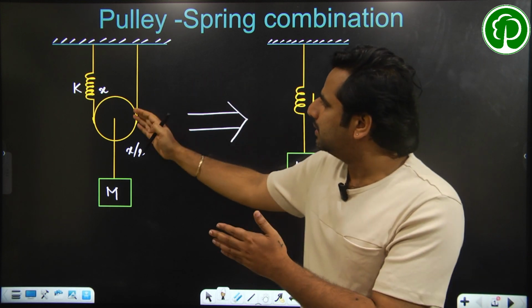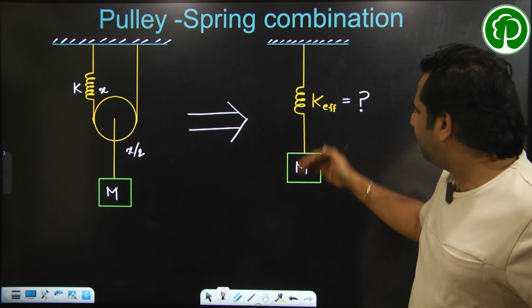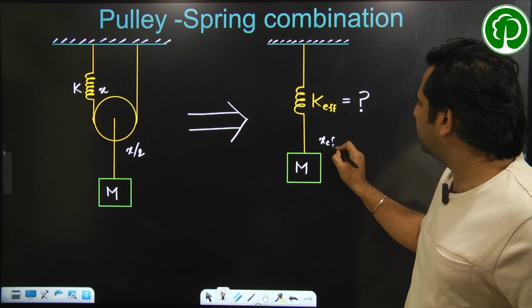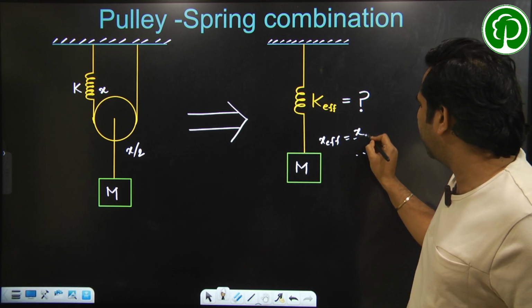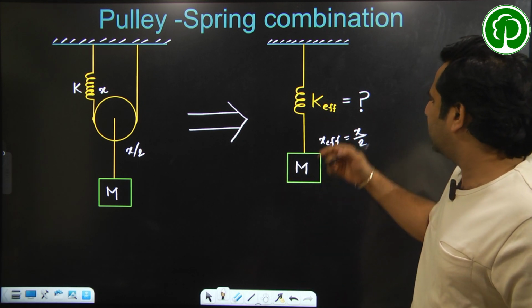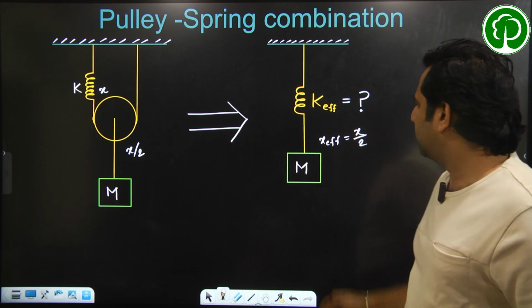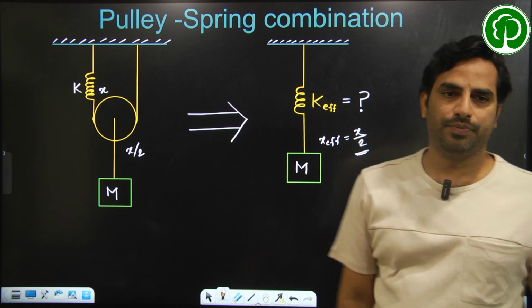Now if you replace this pulley and spring system with a single spring, the effective stretch of the spring must be equal to x by 2. The meaning of effective spring constant is, had it been a single spring, what is its effective spring constant, which gives the same effect. So the effective stretch is x by 2.